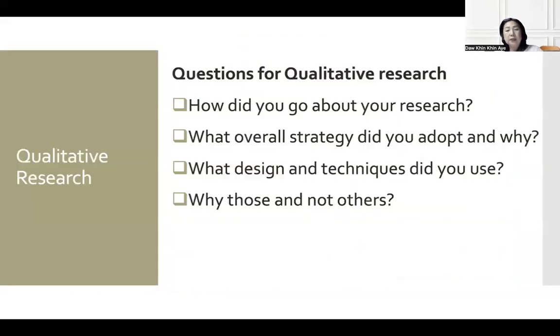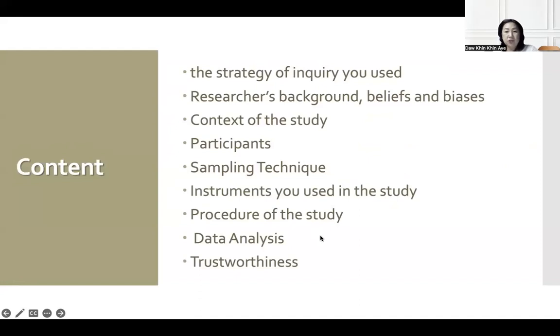What we have done so far is more to do with quantitative research. Now, with regard to qualitative research, how did you go about your research? What overall strategy did you adopt and why? What design and techniques did you use and why those and not others? Again, you make a choice and you need to justify your choice.